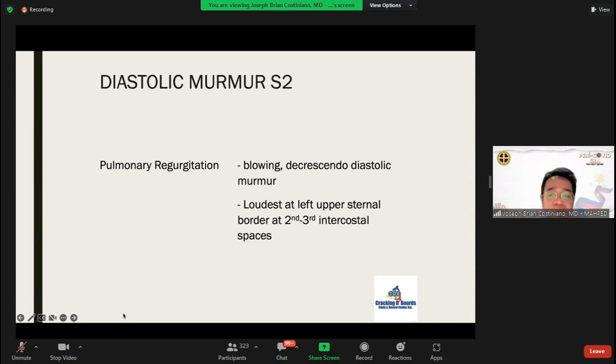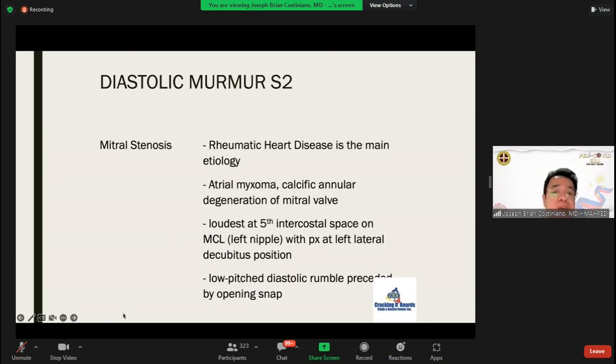Okay, pulmonic regurgitation, it is a blowing decrescendo diastolic murmur. Heard loudest at the left upper sternal border at your second to third intercostal space. Meanwhile, if you talk about RHD, predominantly MS yan. Okay? Mitral stenosis. And when you talk about mitral stenosis, the usual trigger word is opening snap. Okay? Opening snap. Low-pitched diastolic rumble preceded by an opening snap. That is your mitral stenosis.